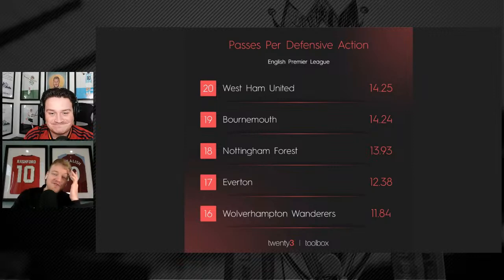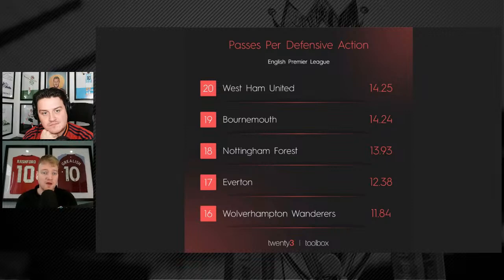So the funny thing about this statistic is the higher the number is, the worse you are, which is a bit counterintuitive. Obviously, West Ham here at rock bottom, allowing on average 14.25 passes per defensive action. So opponents are stringing together sequences of about 14 and a bit passes before West Ham do anything about it. The worst I've ever seen in this statistic is Steve Bruce's Newcastle United, only a year ago, and they were down at around 17. So for Newcastle to chop that in half really does illustrate how different things are now under Eddie Howe.